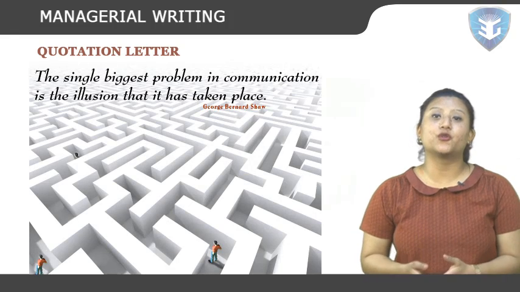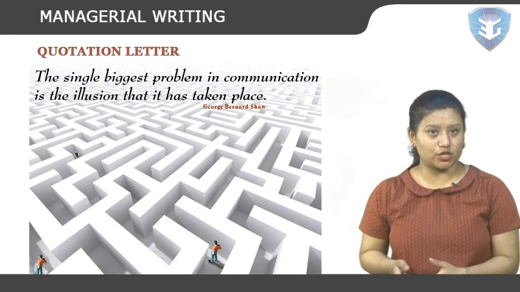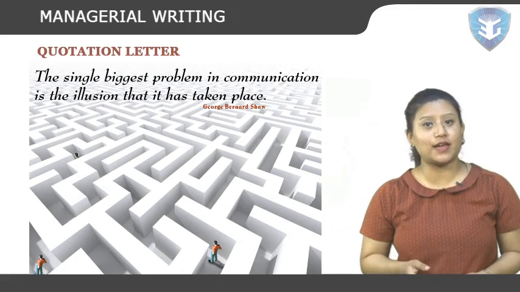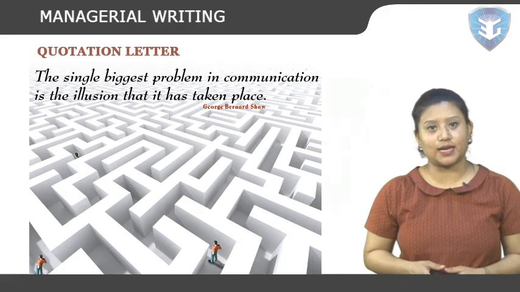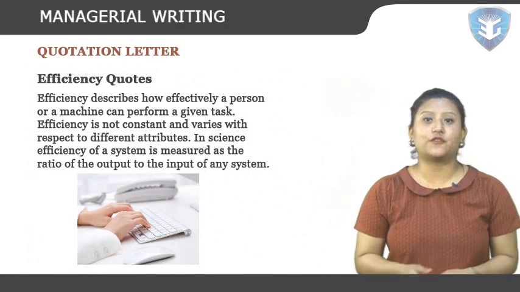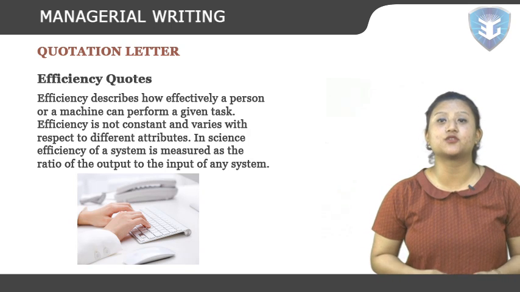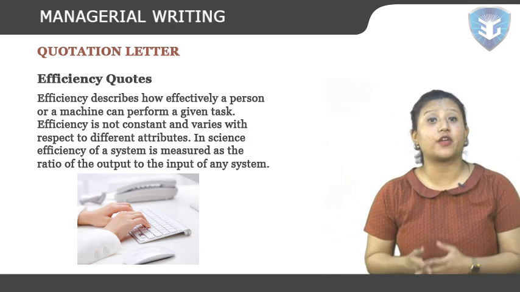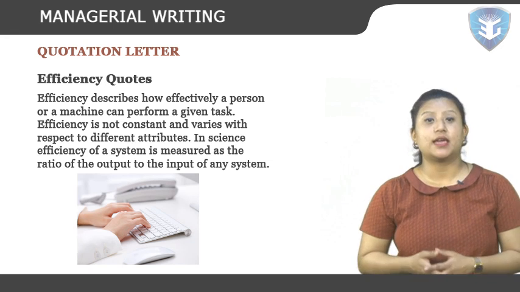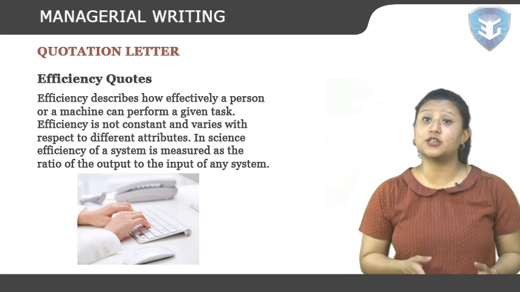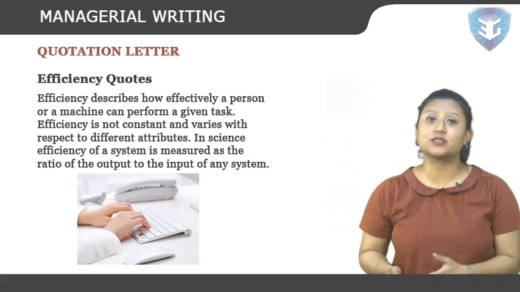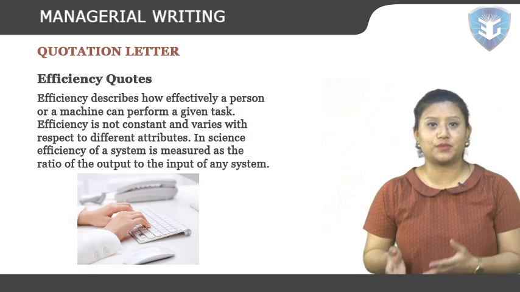The growth in human life comes through proper communication. Thus, the importance of communication is as superior as any other factor that contributes highly to society. Efficiency quotes. Efficiency describes how effectively a person or a machine can perform a given task. Efficiency is not constant and varies with respect to different attributes. In science, efficiency of a system is measured as the ratio of the output to the input of any system. Efficiency also deals with how economically a task can be done.